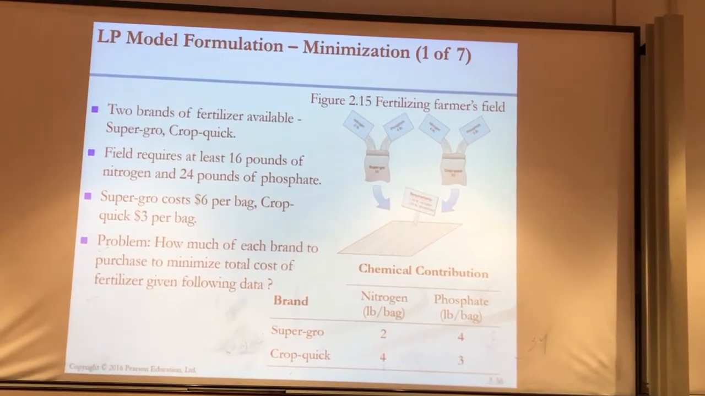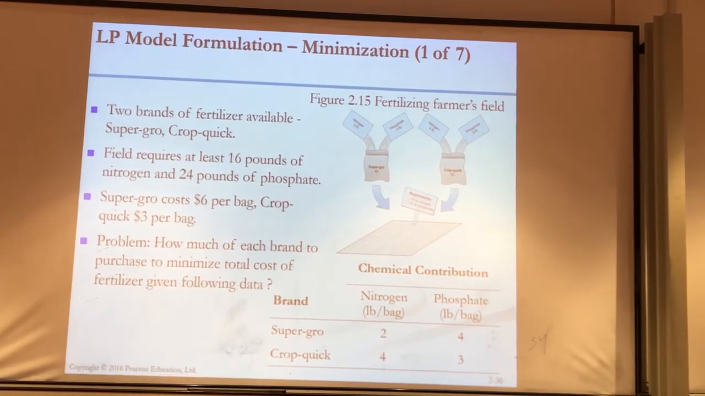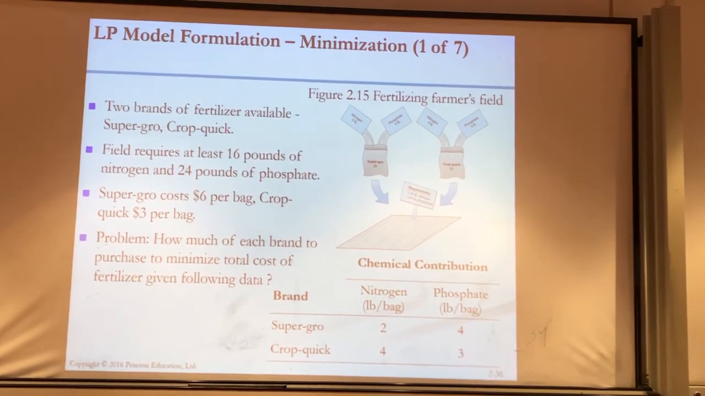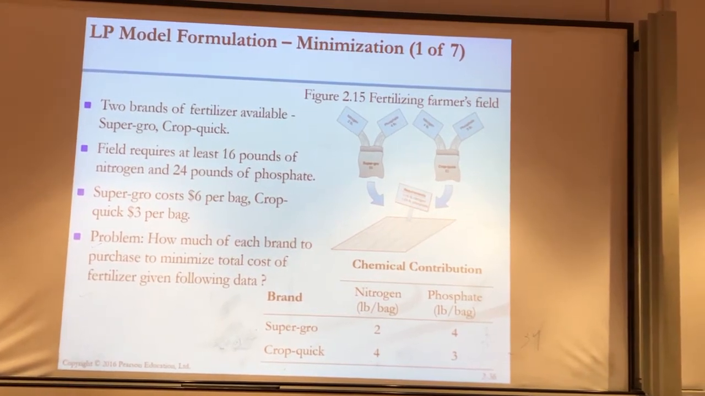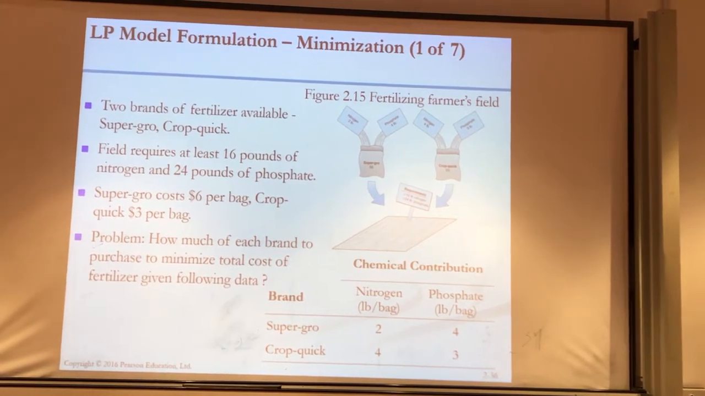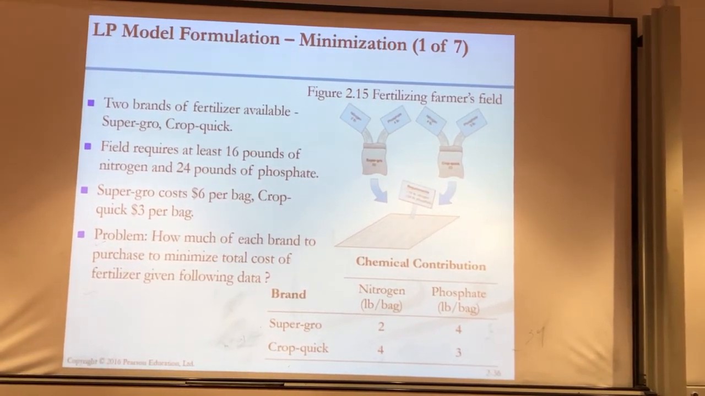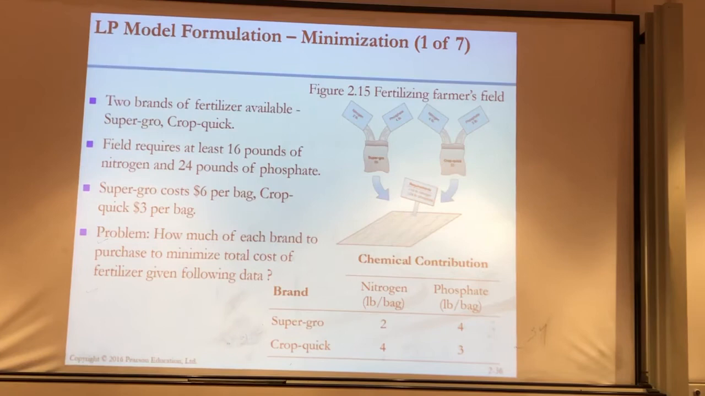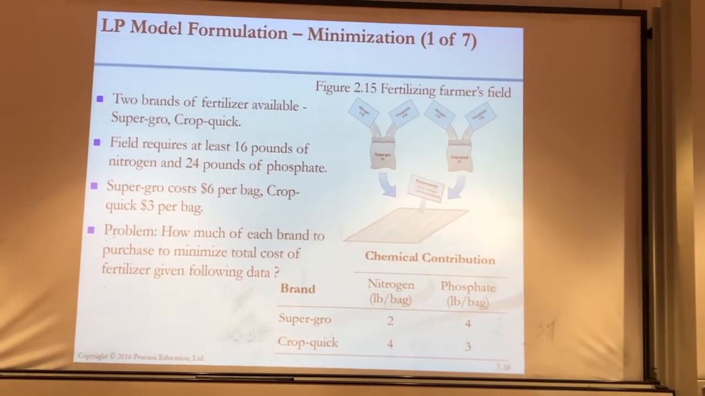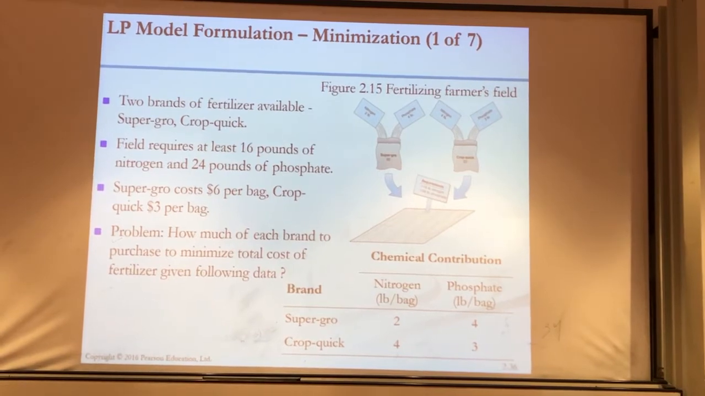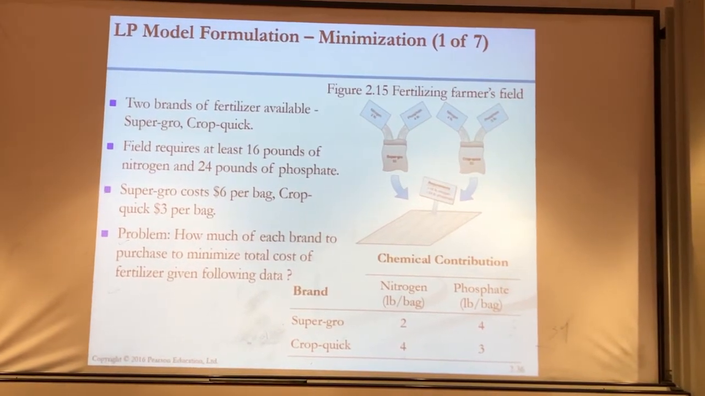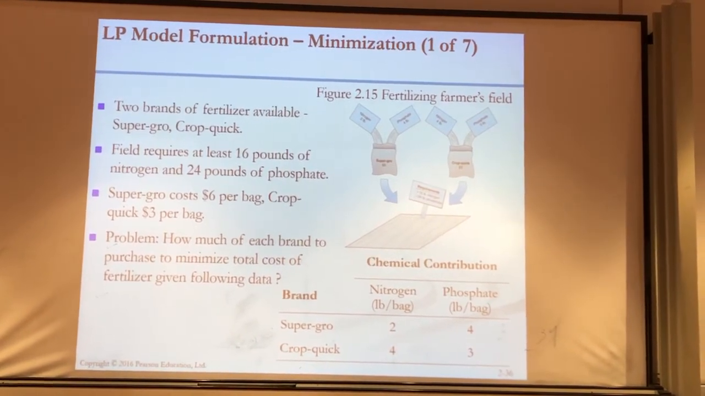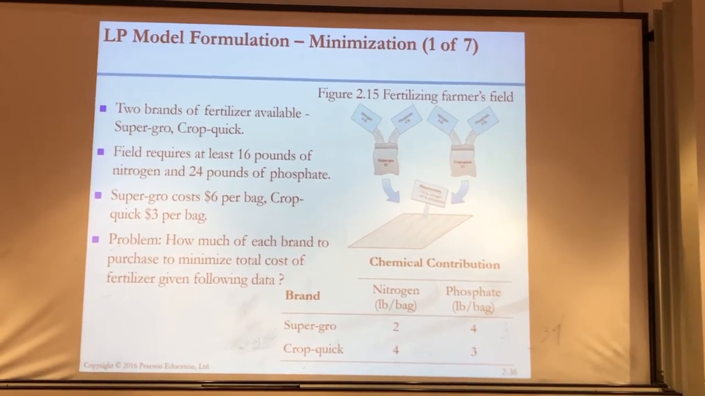One thing you have to note when you are writing the constraints, it says at least 16 pounds and at least 24 pounds. So is this less than or equal to, or greater than or equal to? Greater than or equal to constraints are there. Okay. So write down the decision variables. Let's say x1 is the number of bags of Super Grow, and x2 is the number of bags of Crop Quick.